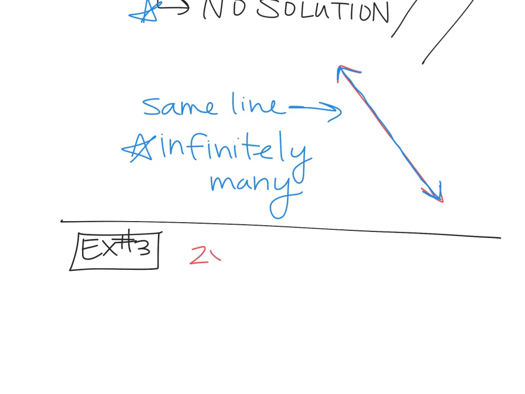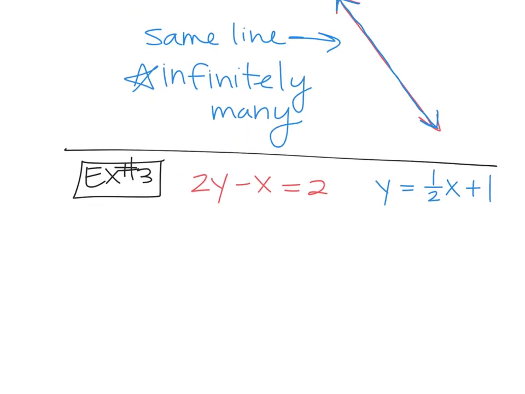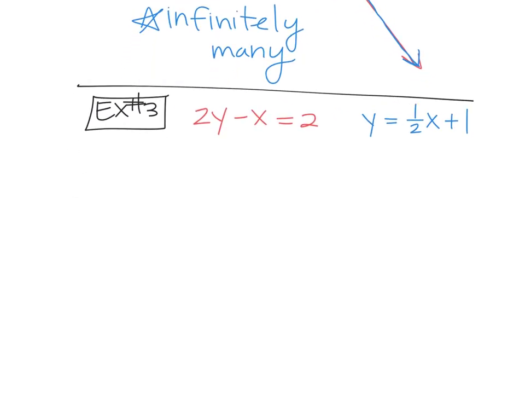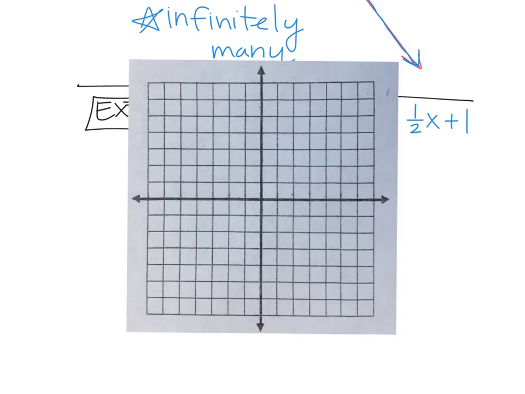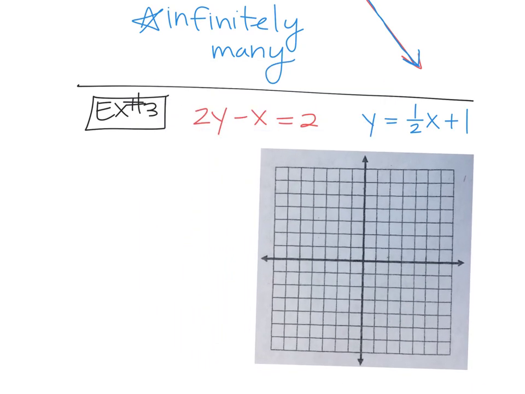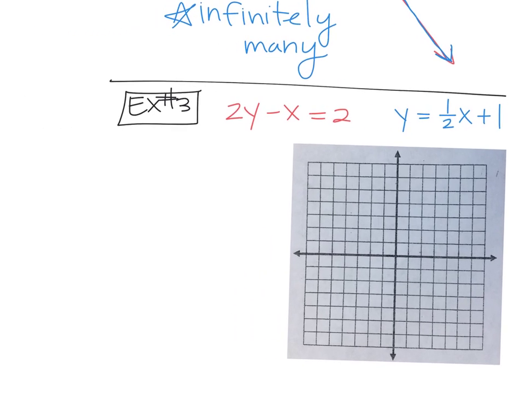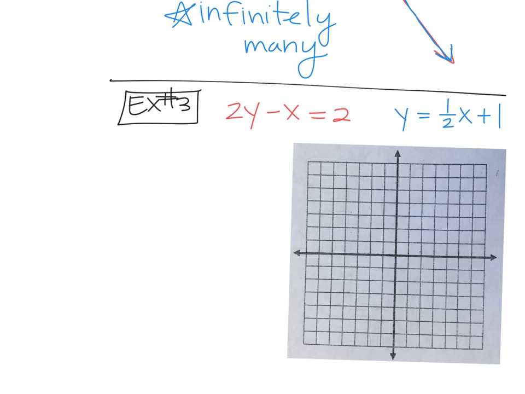Okay, let's say we have 2y minus x equals 2, and we have y equals 1/2 x plus 1. Those are our two equations, and we're going to graph them to see what our solution is. Here's the deal. What form is the red equation in?